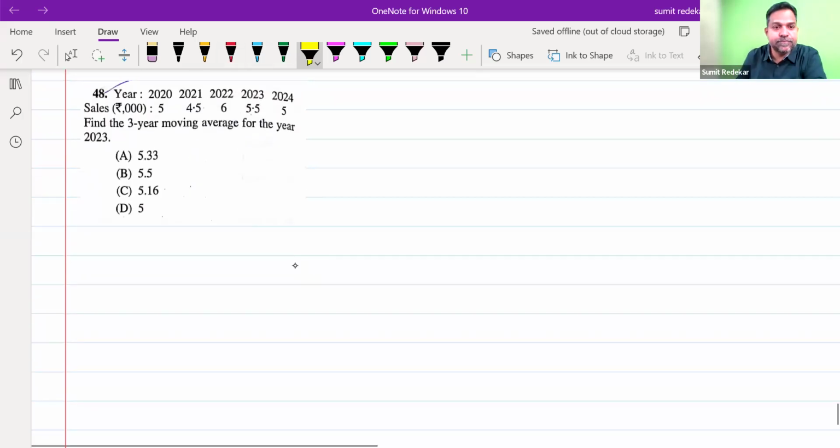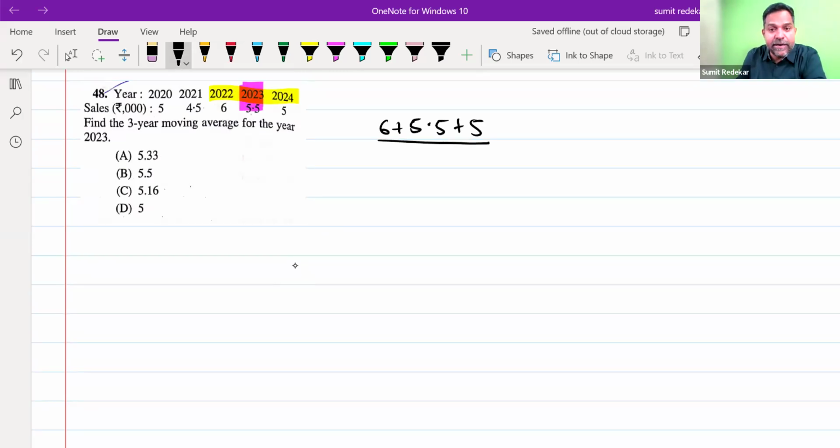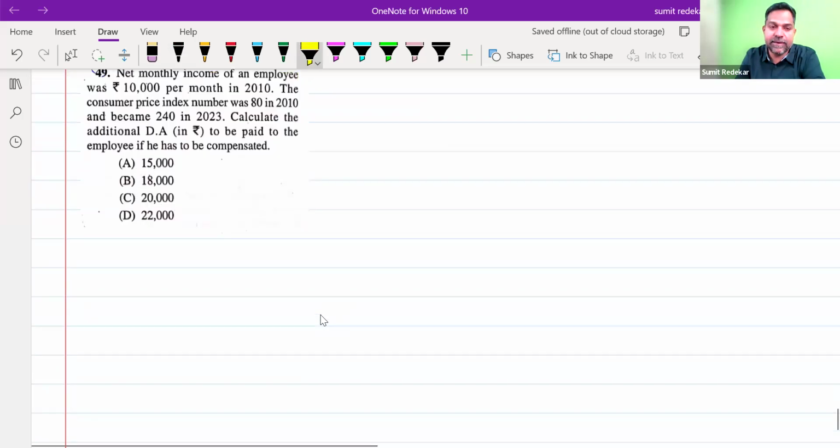Question number 48. Find the 3-yearly moving average for the year 2023. So if you want the 3-yearly moving average for the year 2023, we will keep 2023 in the center and go 1 year up and 1 year down. So the answer to that is going to be 6 plus 5.5 plus 5 divided by 3. If you adjust this by 0.5, everything becomes 0.5. The answer is 5.5. The answer is going to be B. Let's come to question number 49.